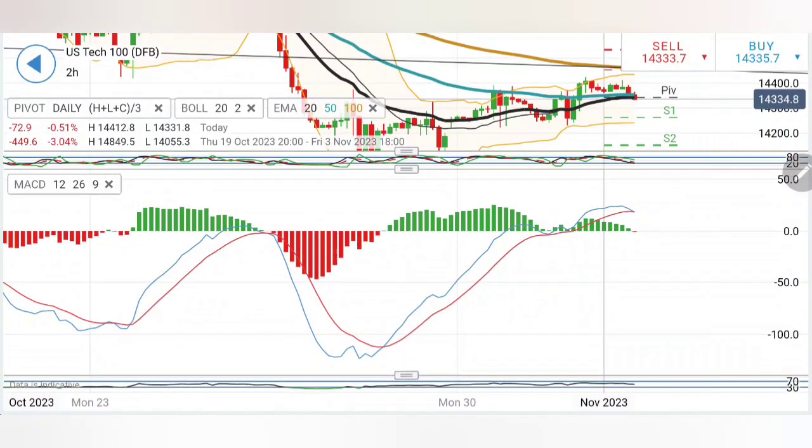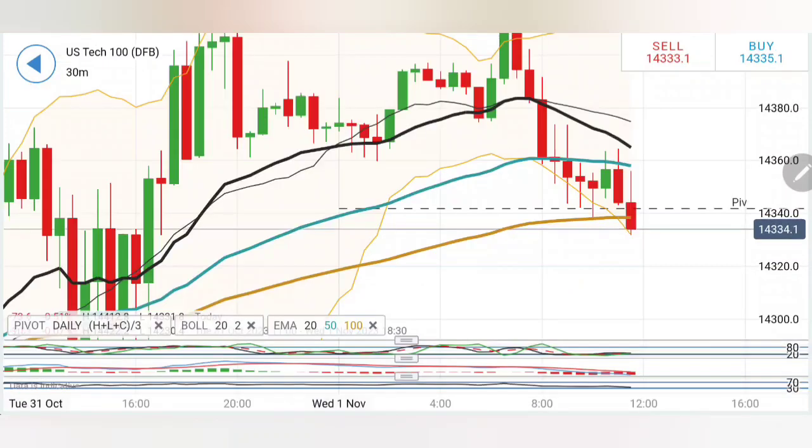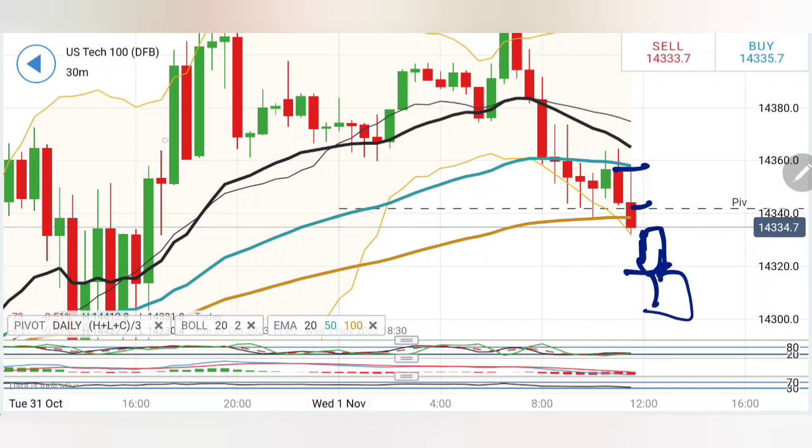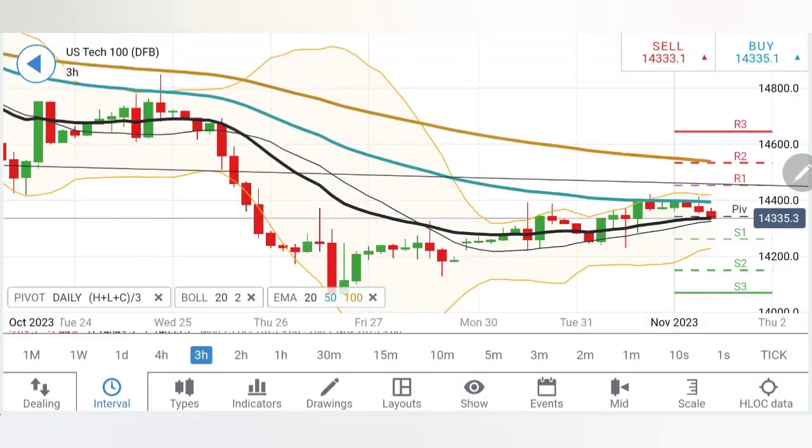Stochastic is looking downwards, trying to stay bearish. The MACD is trying to cross over for a sell, and this is coming after a good retracement. If it does, more bearishness may prevail. RSI is looking downwards. Coming to the 3-hour chart: second bearish candle, and there is a probability that a third bearish candle may appear. Thus, staying below 14,320 is where further bearishness lies. But remember, sorry, this is the 30-minute chart. Look at the 3-hour chart here.